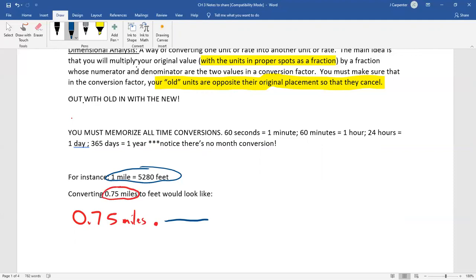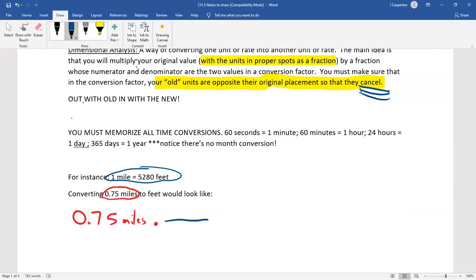Out with the old, in with the new. You must make sure that in the conversion factor, your old units are opposite their original placement so they cancel. That idea is super, super critical. The old units need to go away. We don't want to see miles anymore. We want to see this converted to feet. So because the original miles were in the top, we know that we need the miles in the bottom.